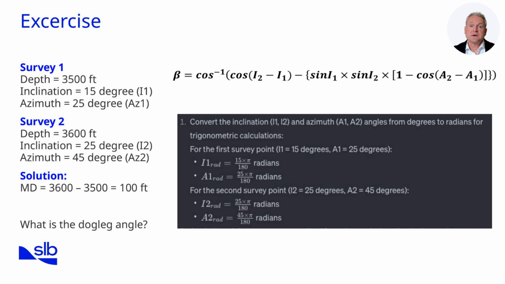To apply this to our example, the initial inclination converts from 15 degrees to 0.2618 radians, and the initial azimuth converts to 0.4363 radians. For the second survey point, the inclination converts to 0.4363 radians, and the azimuth is 0.7853 radians.